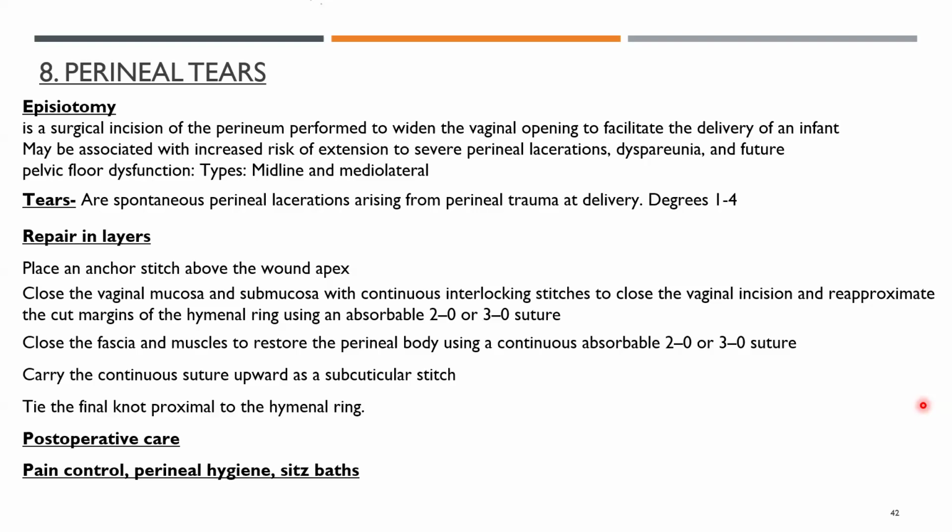Close the fascia and muscles to restore the perineal body using a continuous absorbable suture, either 2-0 or 3-0. You need thin, small sutures. Carry the continuous suture back upwards in a subcuticular stitch. Finally, tie the knot at the proximal part of the hymenal ring.